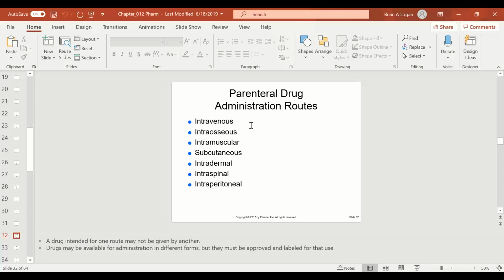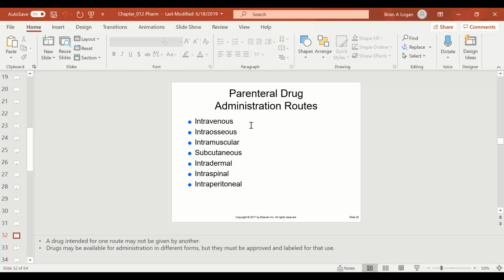Intraspinal also can be called intrathecal. You can actually get a catheter in by the spinal cord and have medication drip onto the spinal cord for numbing in that area. Intraperitoneal, that's inside the peritoneum, in the abdominal cavity. We definitely do that when we're irrigating. We pour the saline in there.